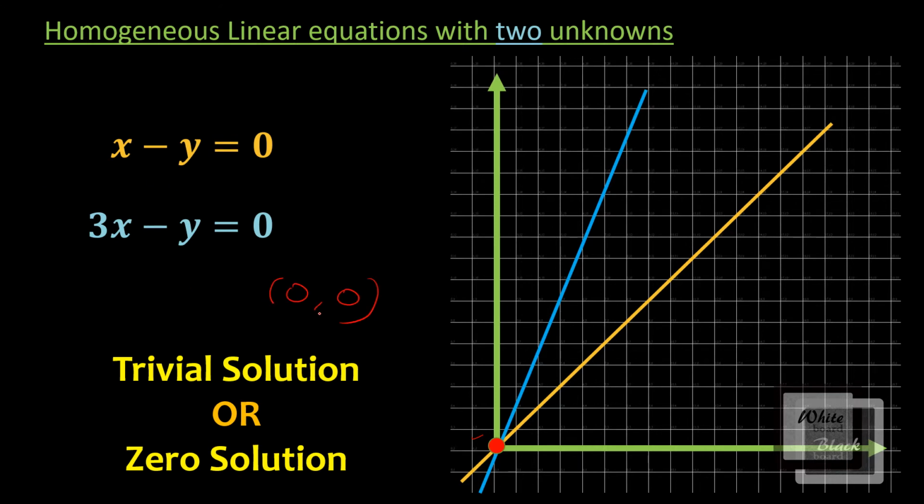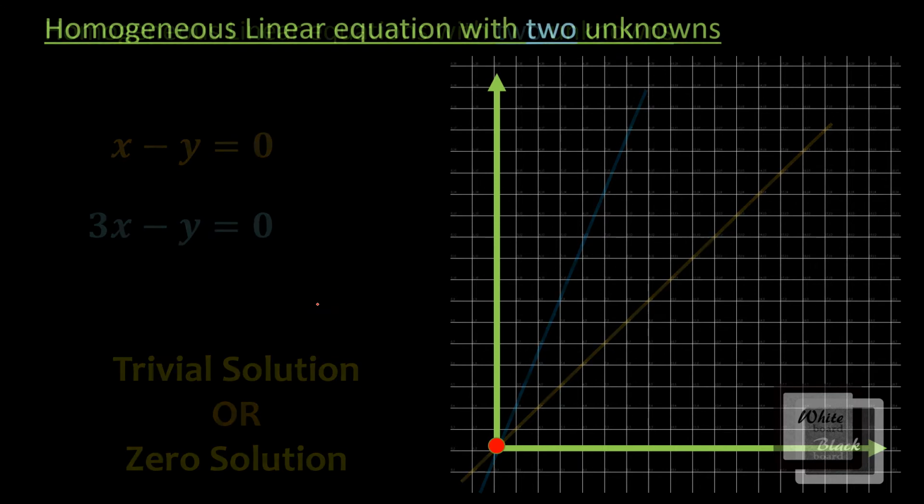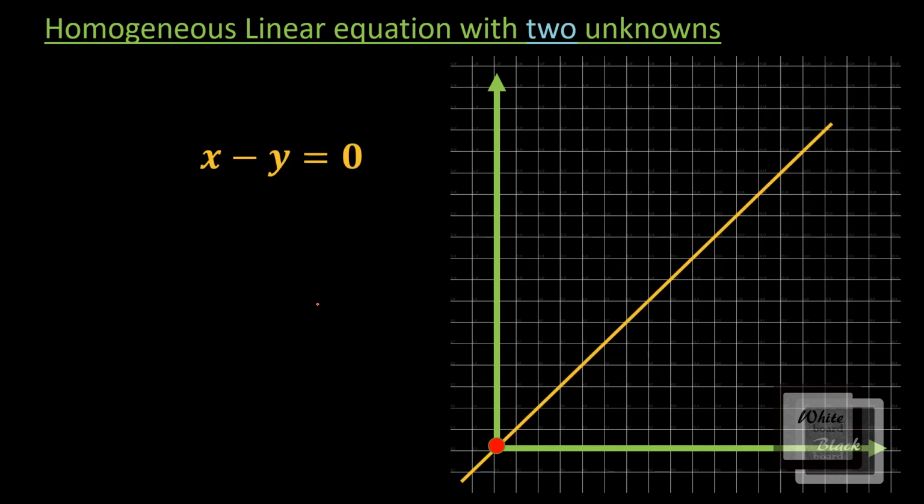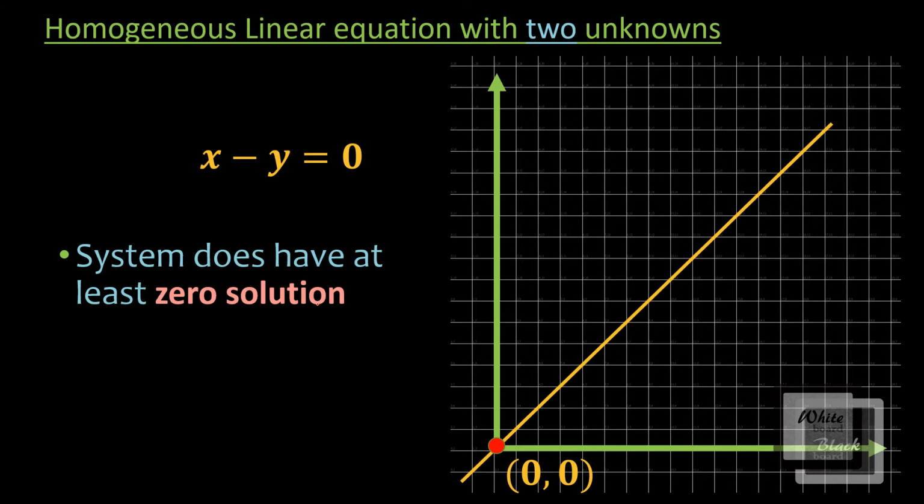What will happen if the number of equations is less than the number of unknowns? In that case, let us consider another example, a single line x minus y equals 0. Now here you can see that this single line passes through origin (0, 0). That means this system does have at least the zero solution. But you can see here that I can write x in the form of y, x equals y. So here x is the leading unknown and y is the free variable. If I put y equals k, that means x is also equal to k.